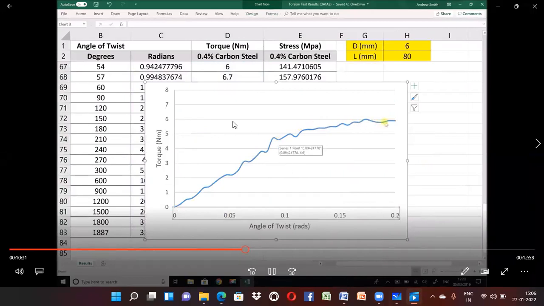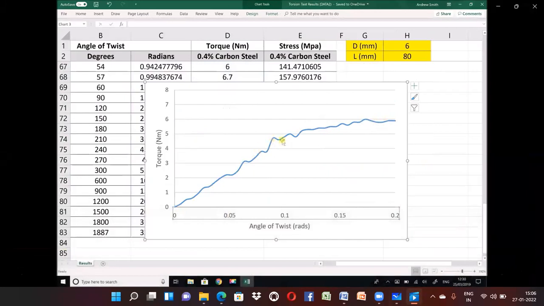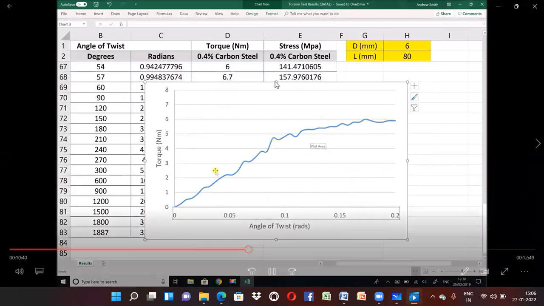Our plastic deformation will begin. Now what we need to try to do from this graph is determine where that linear section ends so that we can determine the gradient of our graph for this particular material.